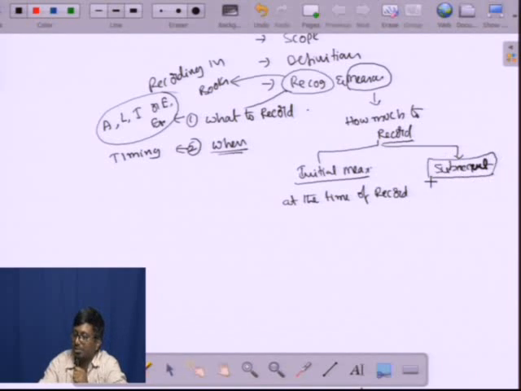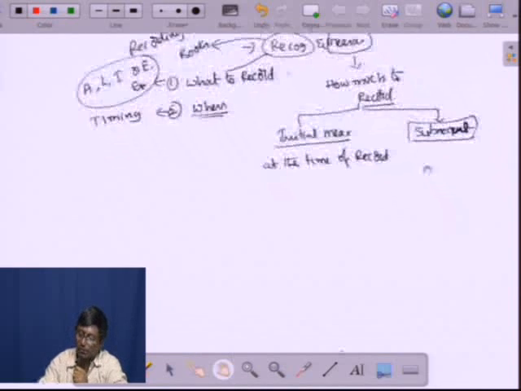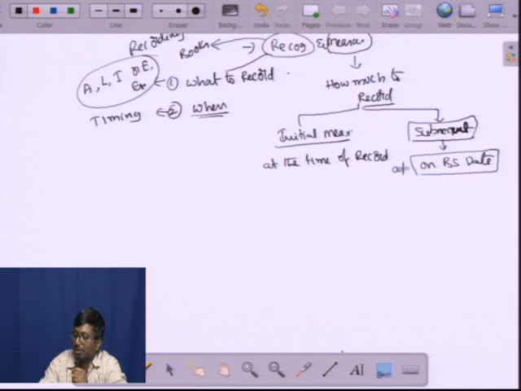Subsequent, this meaning will change from standard to standard. From our standard point of view, subsequent means on the balance sheet date. Suppose I have recognized an asset. For example, I purchased on January 1st. If the asset is held by the company till 31st March, which is my balance sheet date, say you have purchased one equity share, for example, an Infosys share, for 1,000 rupees.